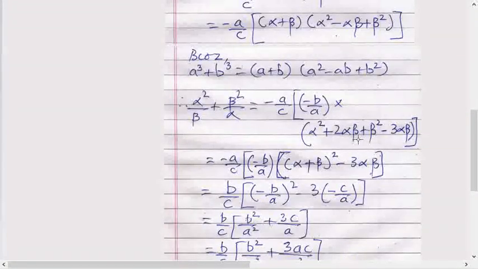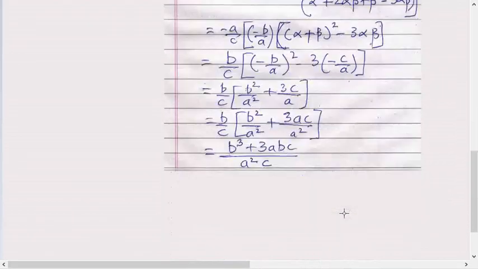Okay, let's move on. So, b upon c into minus b upon a the whole square minus 3 into this alpha beta is c upon a. Okay, solve this. b upon c as it is, this becomes b square upon a square, this becomes minus into minus plus 3c upon a, right? Okay, next, therefore b upon c into, solve this now, b square upon a square plus 3ac upon a square.